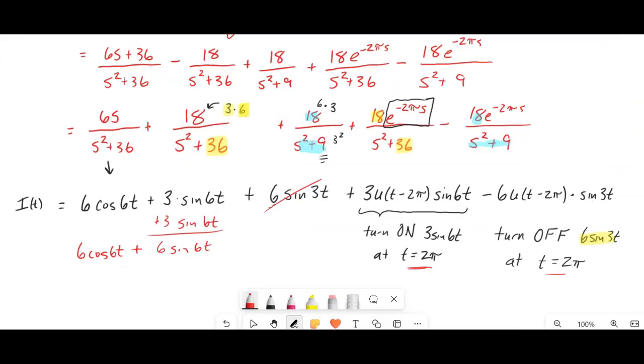So what does this do? It allows us to not do it in pieces, not split it up and say, okay, here's the solution before t equals 2 pi, and here's the solution after. It gives us a way to write both solutions at the same time.